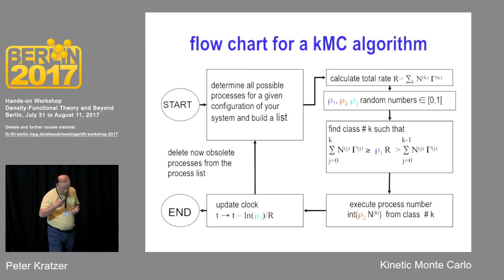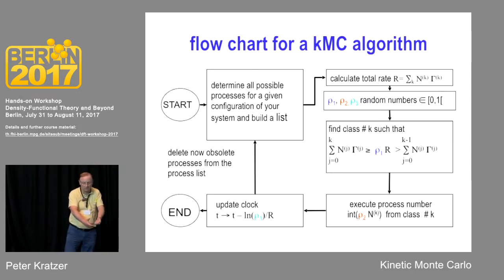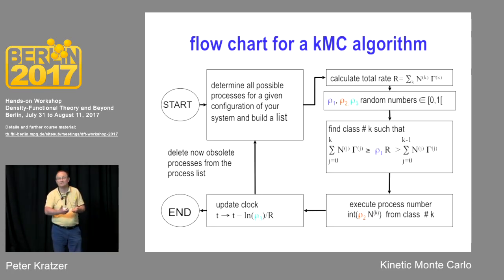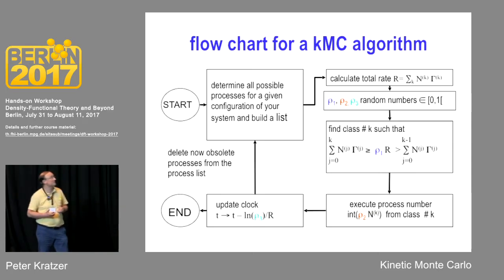Sometimes these simulations are also called variable time step simulations, because the time step in this simulation can be widely different. Now it's essentially 1 over capital R multiplied by a random number, and capital R is the total rate. So it depends. If you have only slow processes, the total rate is small and the waiting time is long. If you have fast processes available, then capital R is large and the waiting time could be small. So the time step can vary over many orders of magnitude, and that's the strength of the simulation actually.